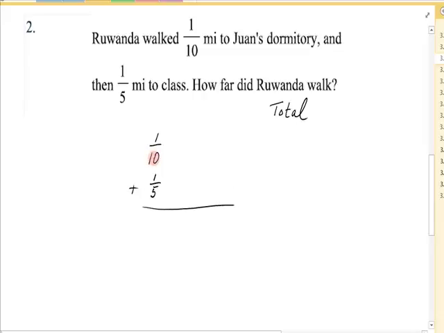Let's go to the larger number. Will 10 work? Yes, because 5 goes into it evenly. So let's use the least common multiple of 10. 10 goes into 10 one time. 1 times 1 is 1. In other words, there was no change. 5 goes into 10 two times, and 2 times 1 is 2. These are tenths. I add 1 and 2 for 3. This is 3/10 of a mile was the total that Rwanda walked.